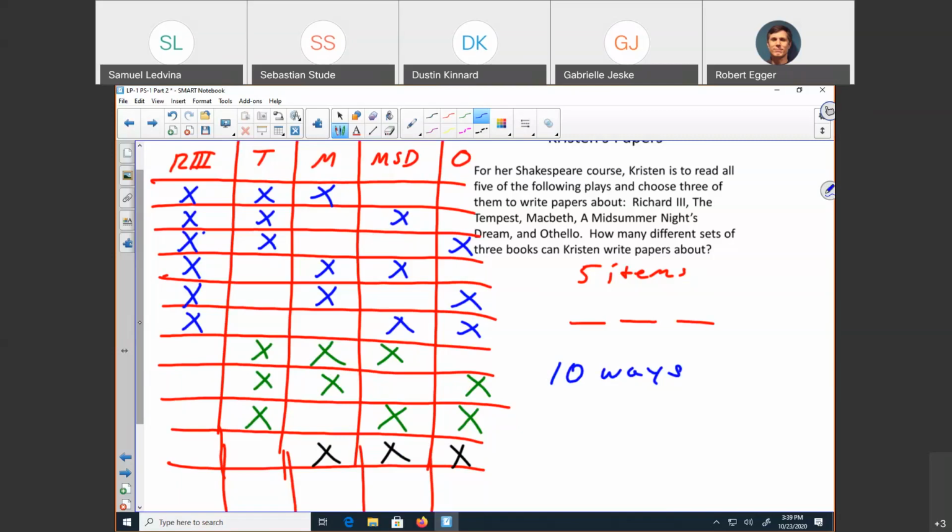In reality, what would happen is, of the 5 books, you only read 3 of them, and those are the 3 papers you write about. TMO, there's some checks going on here. Yep, there's T, there's M, and there's O. Yep, that's up there.